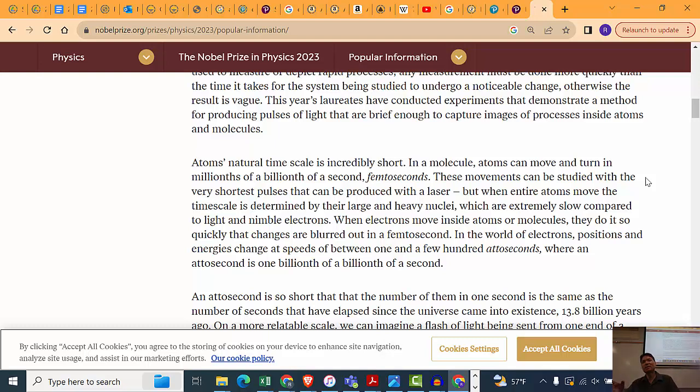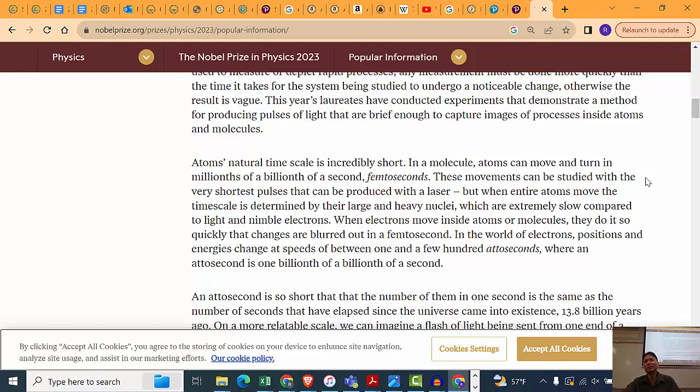That's how fast it is. It gives 1 trillion pulses in 1 second. That's like counting to 1 trillion in 1 second. It's just mind-boggling to think about. But an attosecond is counting to a billion billion. Could you count to a billion billion in 1 second?